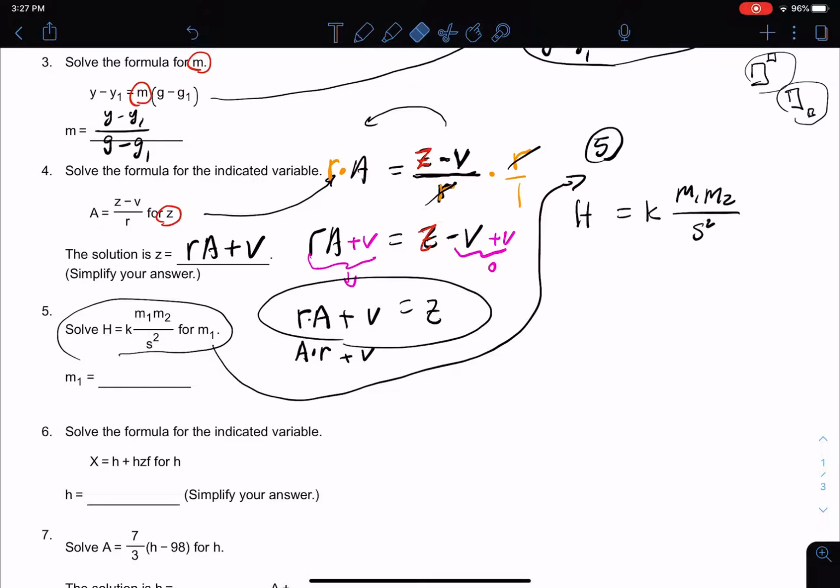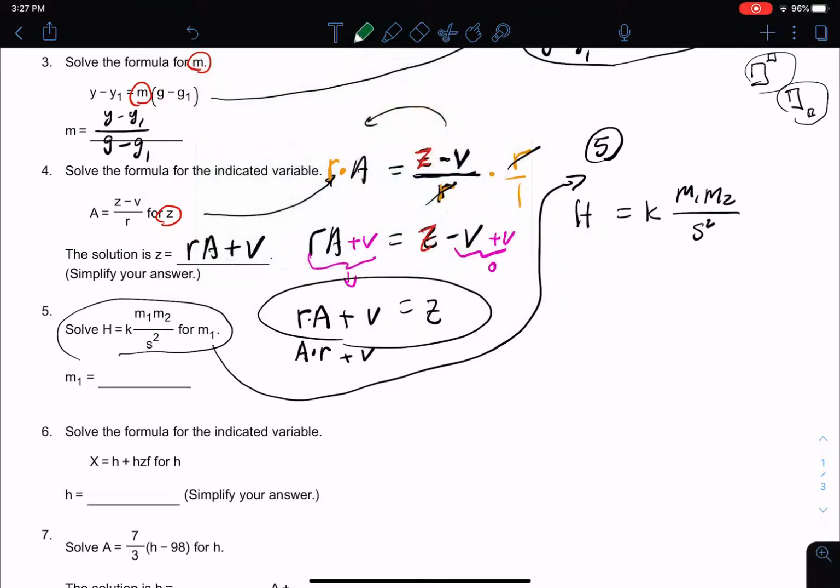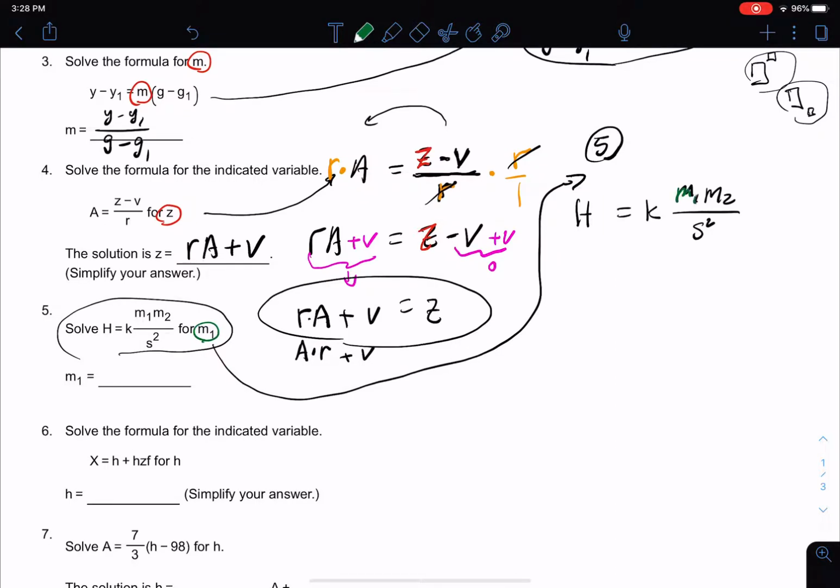Okay, what are we solving for? Let's isolate what we're solving for. It says we're solving for M sub 1. So M sub 1 could be thought of as the variable we want to get by itself.